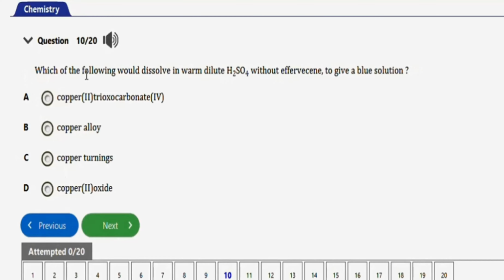Next question says which of the following will dissolve in warm dilute sulfuric acid, tetraoxosulfate(VI) acid, without effervescence to give a blue solution? So the right option is option B, copper oxide. Alright, take note of this question. Next question will be this one.